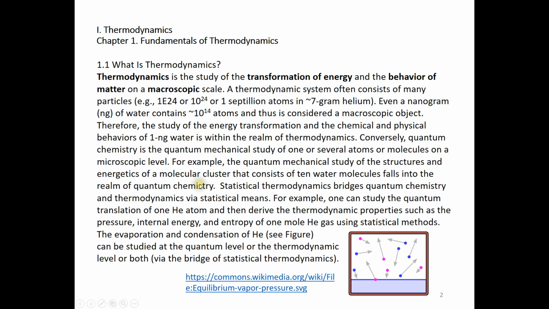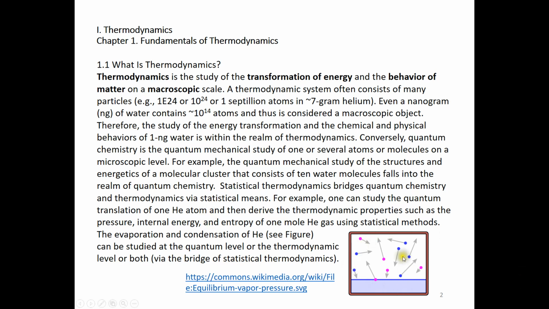And that's quantum chemistry. We have to solve the Schrodinger equation for a water molecule or 2 water molecules to get the energy and some other properties of individual water molecules. There's a bridge between quantum chemistry and thermodynamics. It's called statistical thermodynamics. For example, if we study the quantum behavior of one water molecule, we can use statistics to extrapolate the behavior of 1 mole of water molecules.